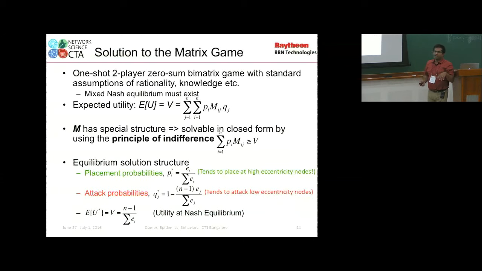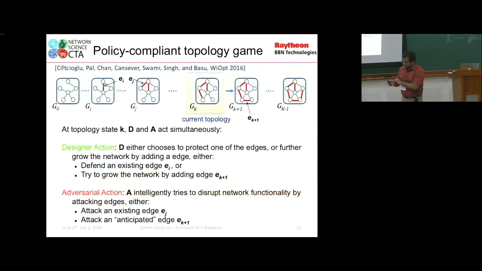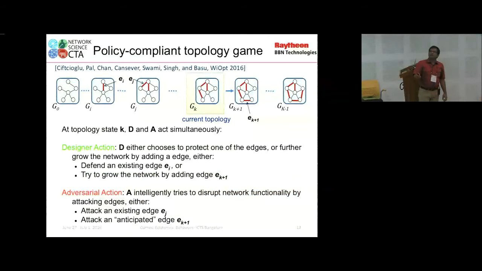So this is the kind of analysis we would do for the topology compliance problem as well, although in that particular problem, the math is not so easy to work out because the bimatrix game formulation is not as easily amenable. But we still have some nice analytical results similar to the one that I just showed. So here you have, again, that topology compliant sequence or policy compliant sequence. So we have marked certain edges, E sub I, E sub J, and E sub K plus 1, and you are in current state G sub K, and there are capital K number of topologies, and each is denser than the previous one. So designer action, as I defined it, is still the same.